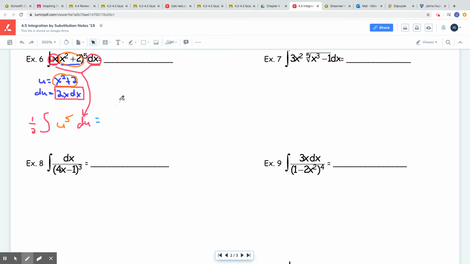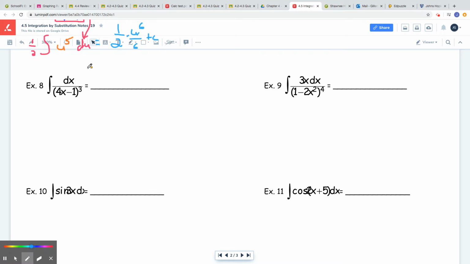So now we just do basic power rule: 1/2 times u to the sixth over 6 plus c. And then when I write my final answer, u is what? x squared plus 2 to the 6th power all over 12, because 2 times 6 is 12, plus c. And there's my answer.